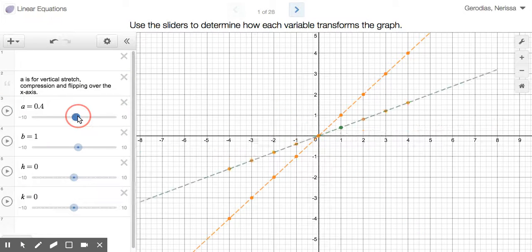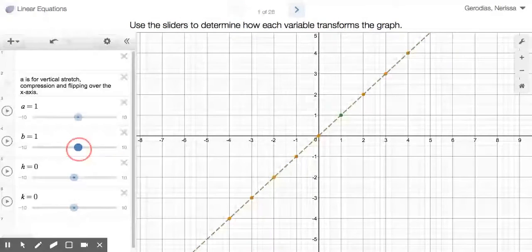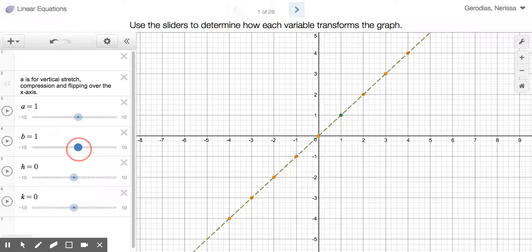All right, let's put this back into the default. Okay, now let's look at B. What does B do? So again, I want you to look at the green point. As we increase B, the green point gets closer to the y-axis, as if it is being pushed towards the y-axis. This is called horizontal compression. And if we make B go back to 1, we're back to the parent function.